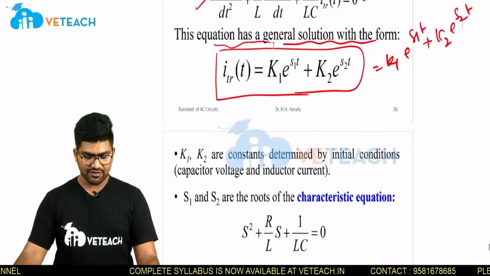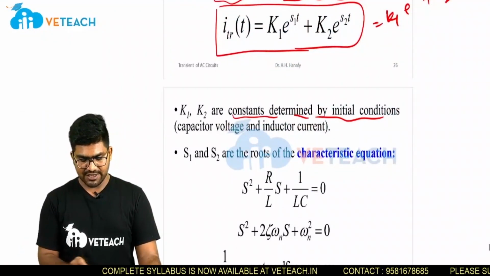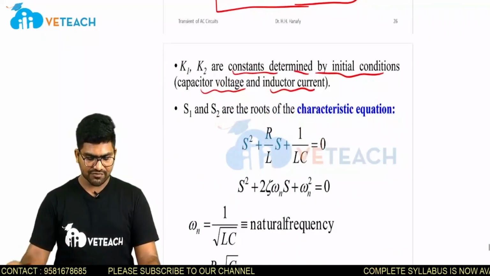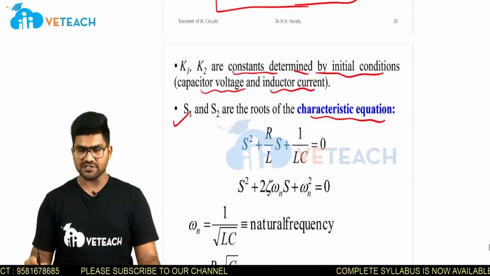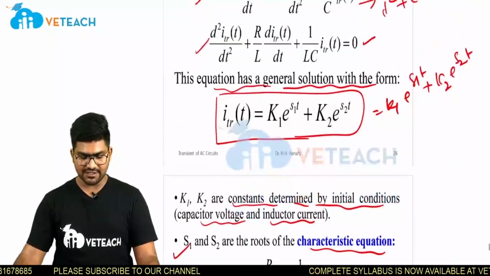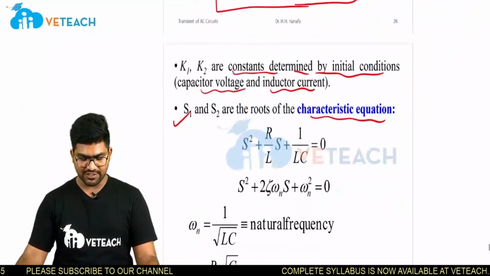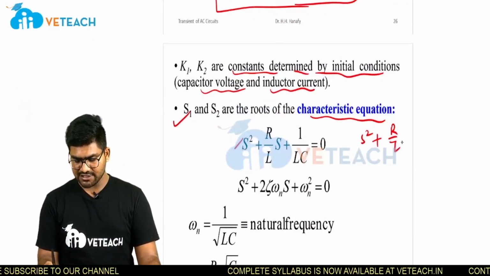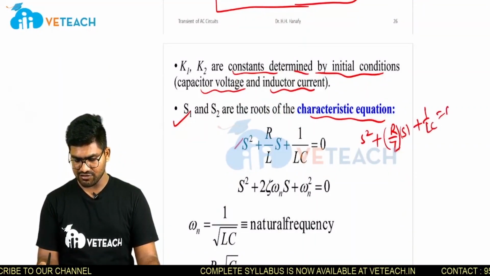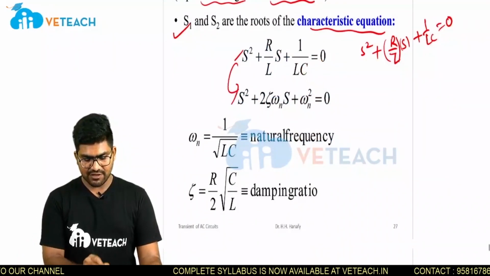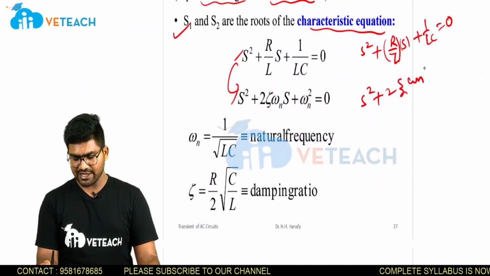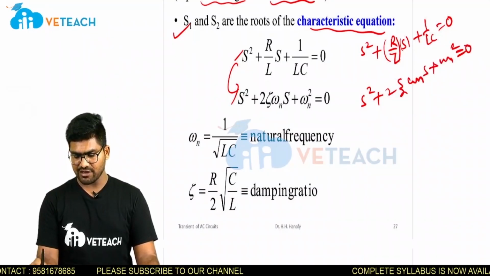k1 and k2 are the constants determined by the initial conditions like capacitor voltage and inductor current. Now s1 and s2 come from the characteristic equation. So if I write the above equation in the s domain, it is s square plus R by L into s plus 1 by LC equal to 0. Now compare this with our standard equation, which is s square plus 2 zeta omega n s plus omega n square equal to 0.